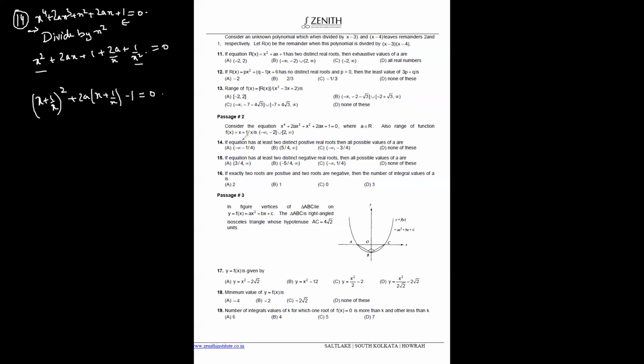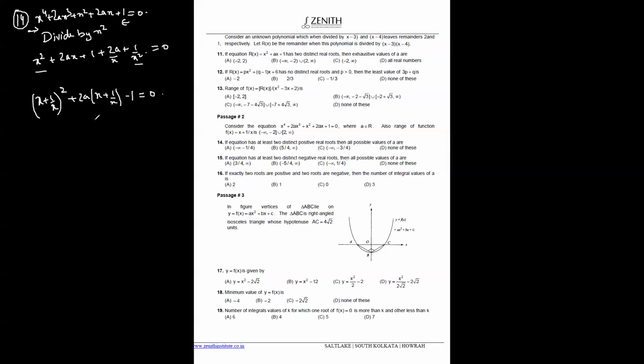is equal to 0. Now the equation has at least two distinct positive real roots. Then all the possible values of a are: take x plus 1 by x as t. So for the equation to have at least two distinct positive real roots, this quadratic must have one real root. x plus 1 by x equal to some positive real value should come.